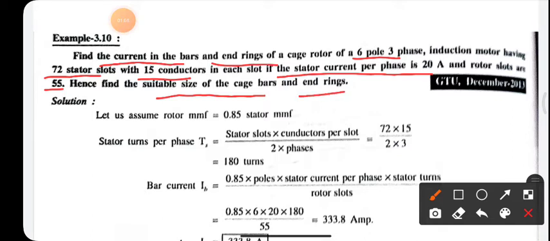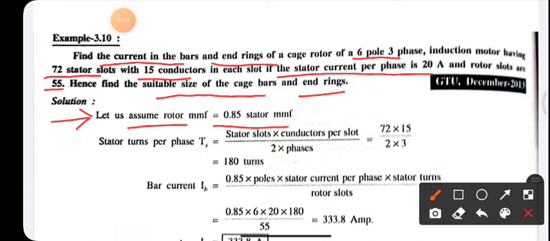First of all, here one assumption is made. We have assumed that the rotor mmf is 0.85 times the stator mmf. You can consider this as an efficiency. We have considered the efficiency of the motor as 85%.